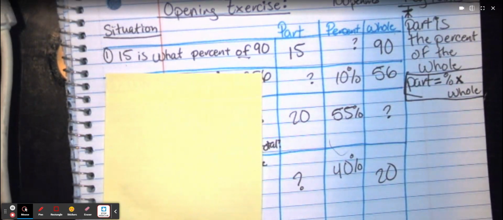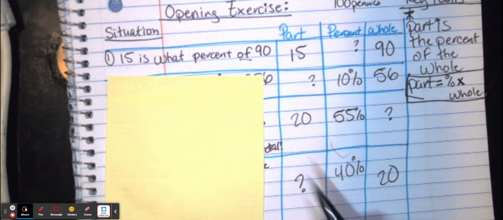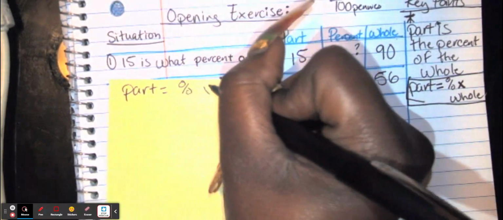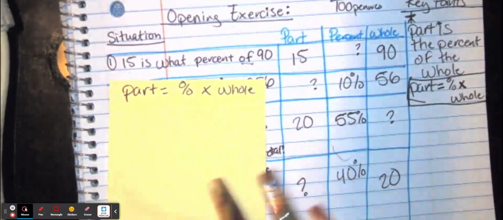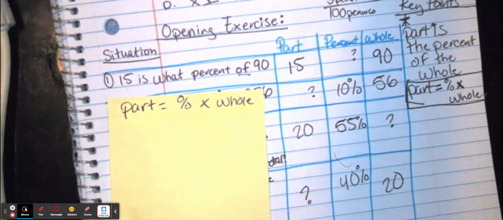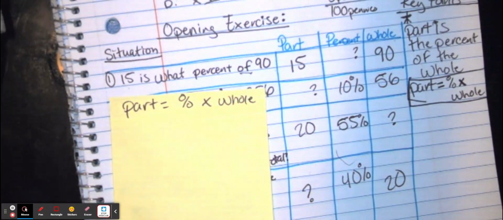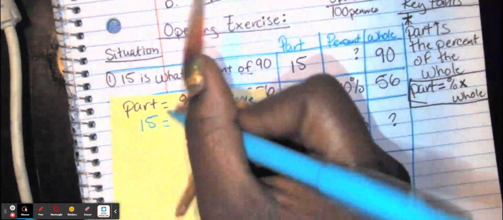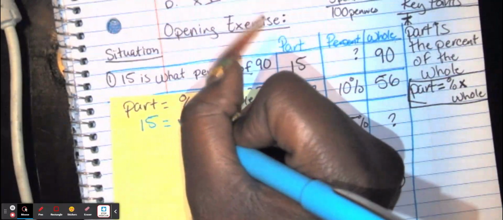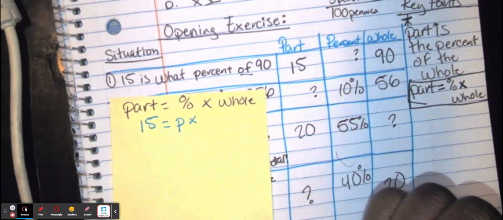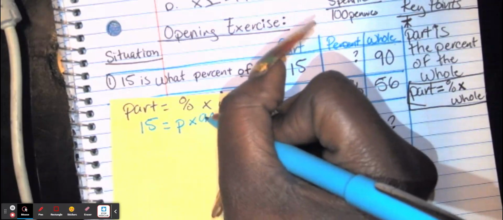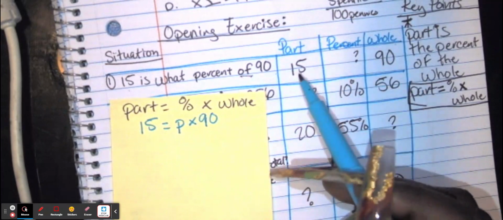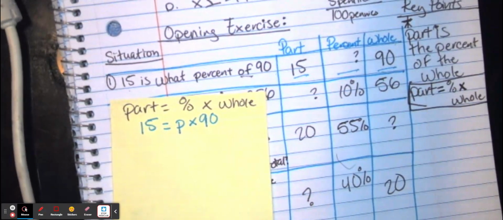So here I have 15 is what percent of 90? So of course we know that our part equals percent times whole is my equation. Here, basically, they give us the values and I'm just going to plug it in. 15 is the part. I don't know what percent, but if I don't know a number, I'm just going to use a variable. P is a percent of a whole, and my whole is 90. So here, I just literally made a new equation, same exact thing, but I plugged in my values from here, here, and here because I don't know what they are.